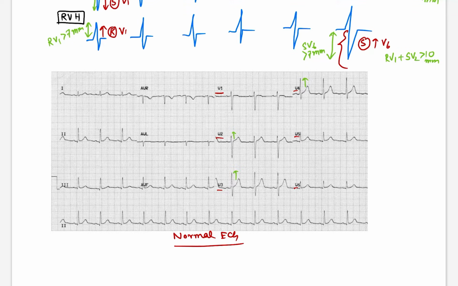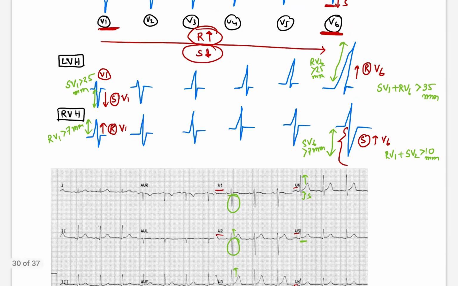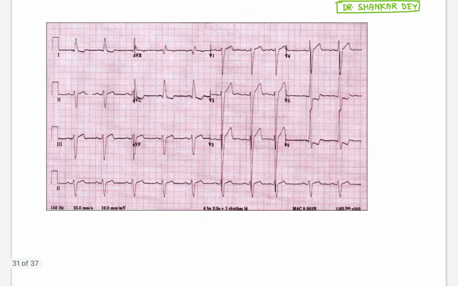See, the height of the R wave has increased, but see here in this case, the S wave is very large, but in this case the S wave is very small, or almost absent or nil in V5 or V6 in a normal ECG. So as I have told you, as we progress from V1 to V3, V6, the height of the R wave increases and the height of the S wave decreases in a normal ECG. So this is normal. Now we'll look at the second ECG of today's class.